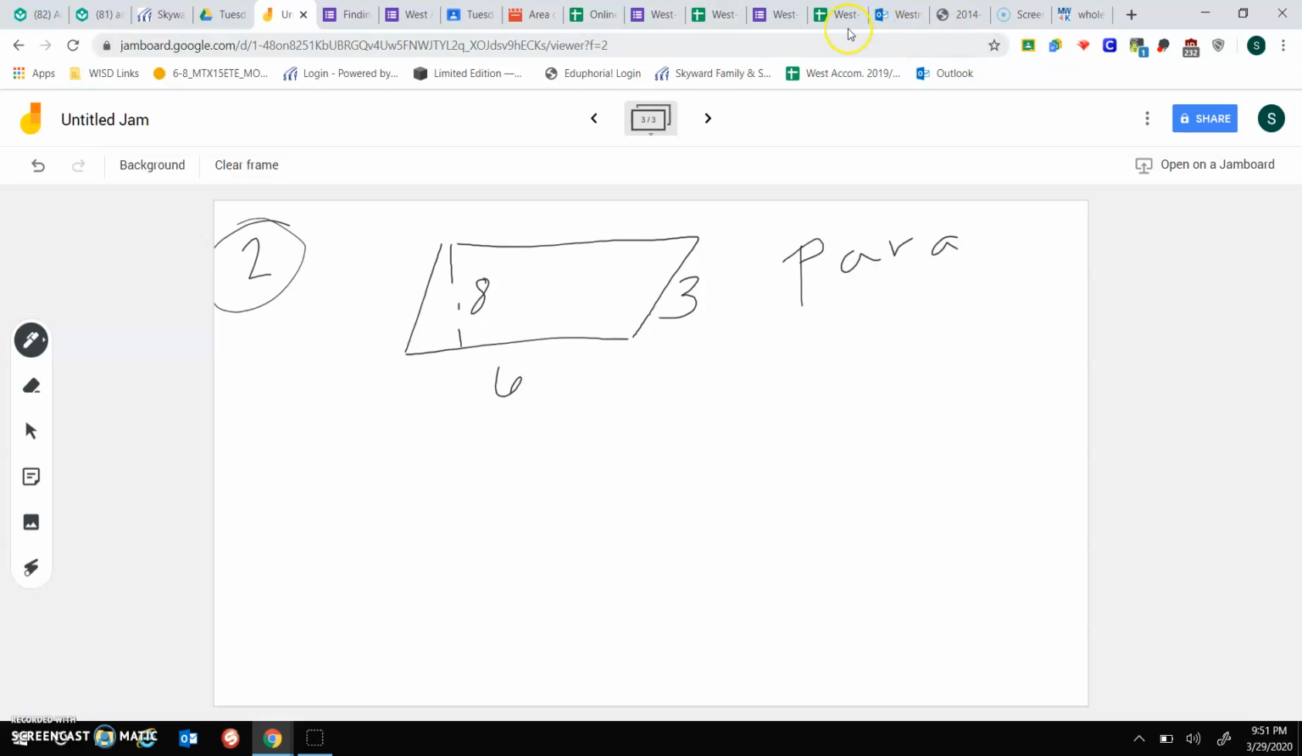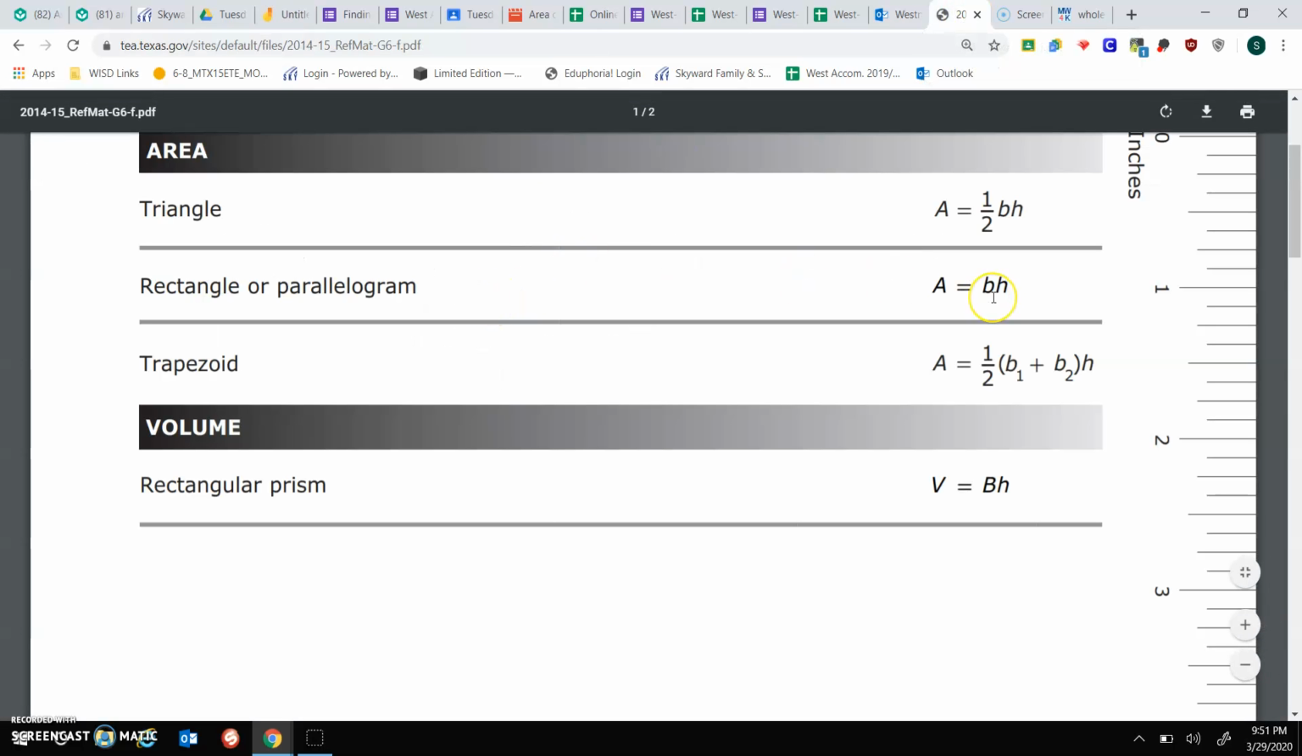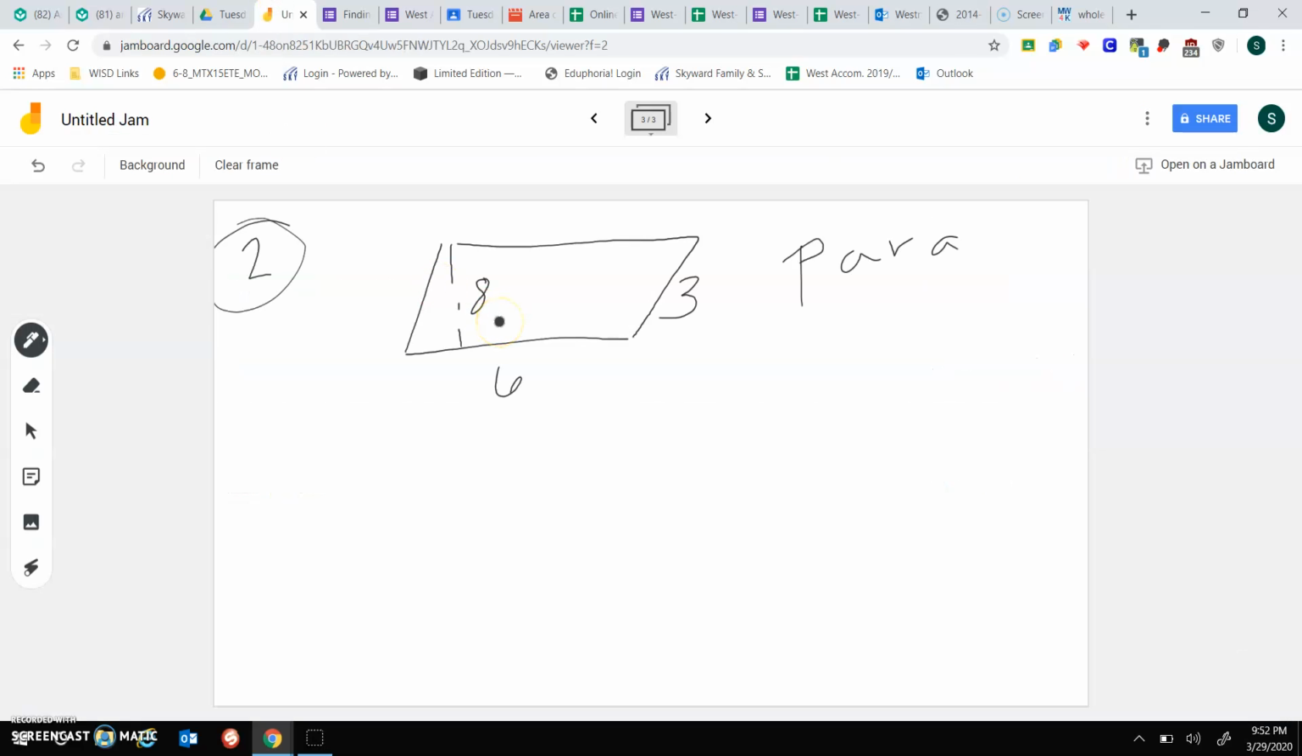So if we go to our formula chart, area of a parallelogram is base times height. So always write down your formula. Area equals base times height. And again, let's fill it in. Do I know what my area is? No. Do I know what my base is? Yes, my base is 6. And 8 is my height.